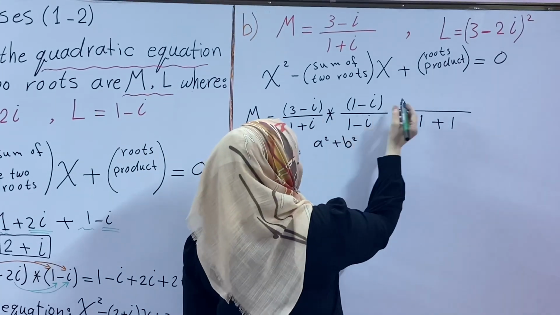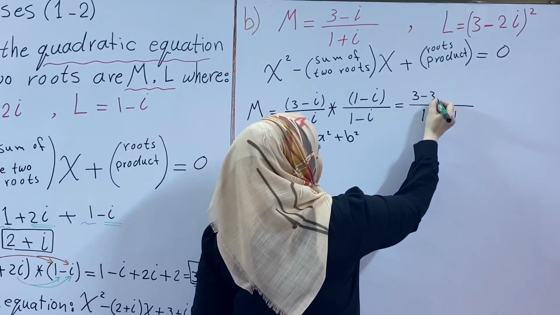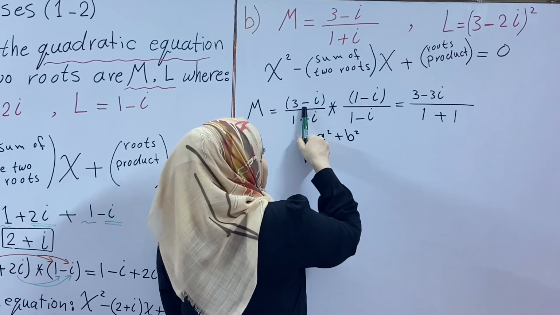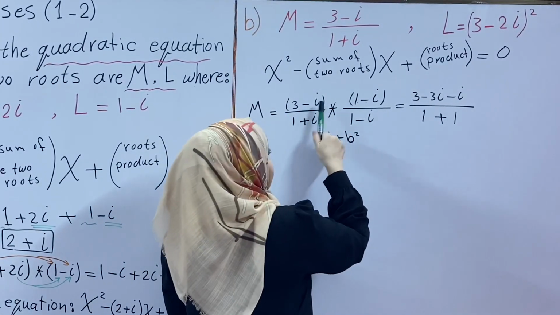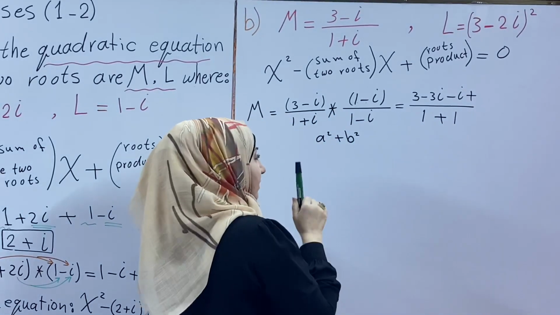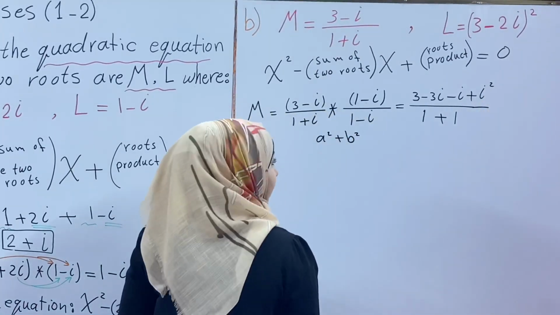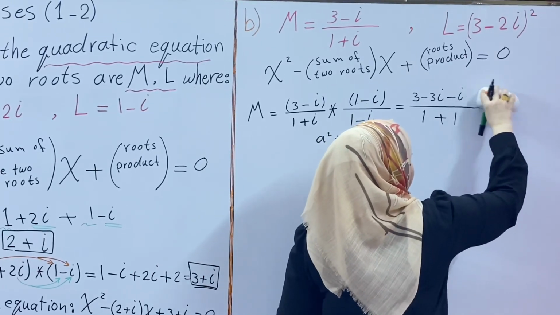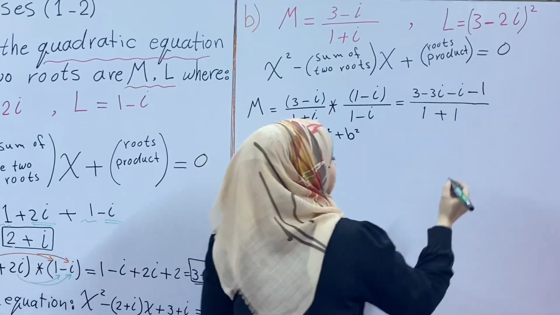3 multiplied by 1, 3. 3 multiplied by negative I, negative 3I. Now we will take the second term. Negative I multiplied by 1, negative I. Negative I multiplied by negative I, negative multiplied by negative, positive, I squared. When we see I squared, we will replace it by negative 1. So here it will be minus 1. And we can simplify it.